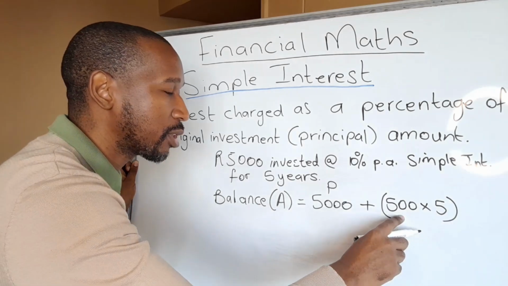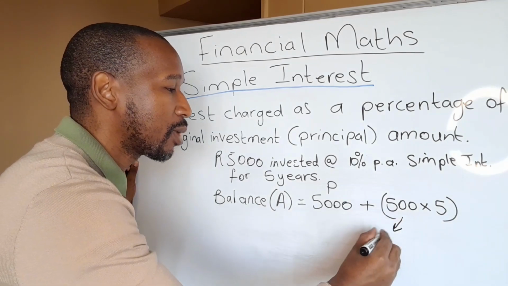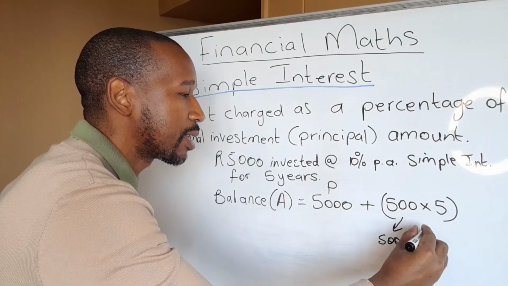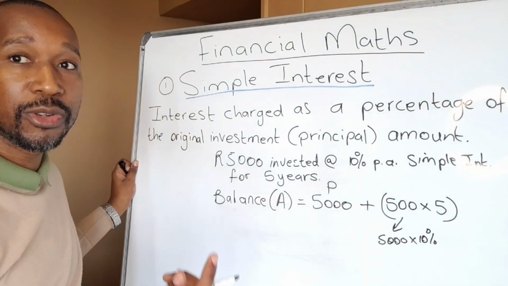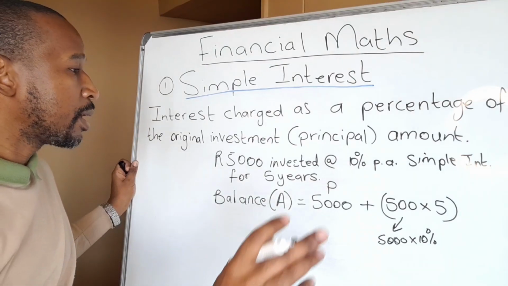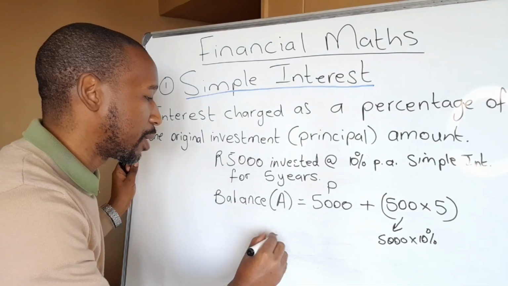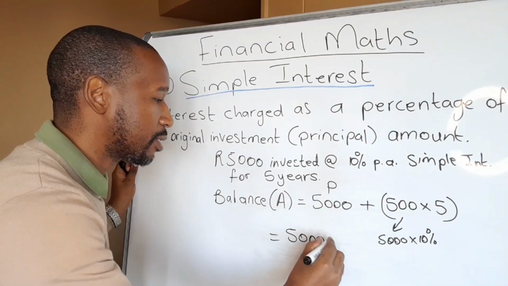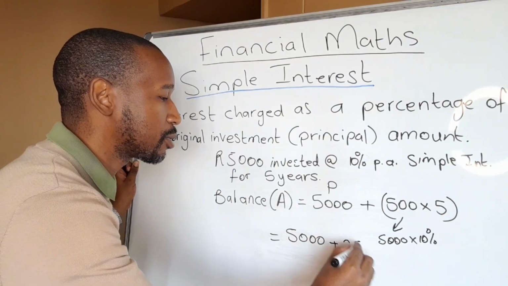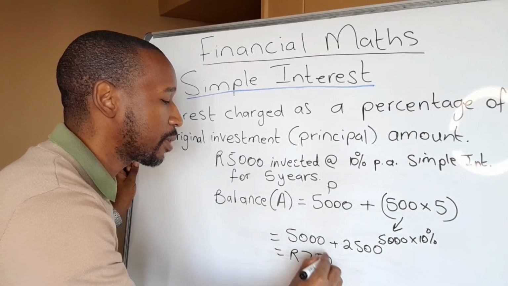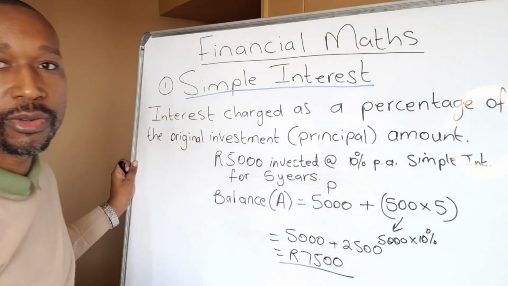And remember where we got the 500 Rand from? This was the 5,000 multiplied by 10%, so that we find out what the interest is. So this will be the interest that is given to the account. Now let's look at what the final answer would be. That would be 5,000 Rand. And for 5 years, the 500s together would then be giving us 2,500. So the total for that would be 7,500. And that's how simple interest works.